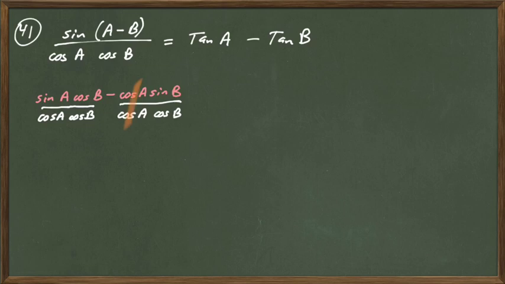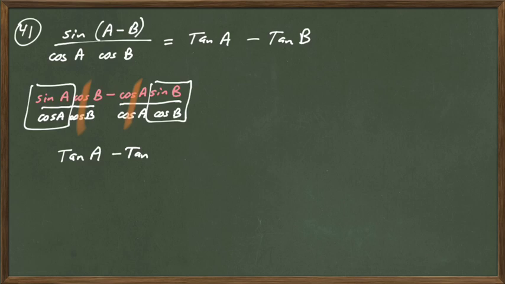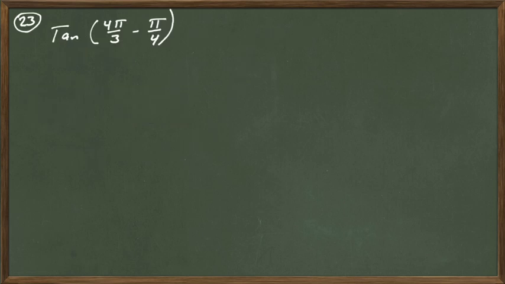Some things might cancel. And here I'm left with sine over cosine, which is tangent. And here I'm left with sine over cosine, which is tangent, but this one's a B, right? Now they match. This is number 23. It's a tangent, and it has a minus, so I need to find the rule for this one.